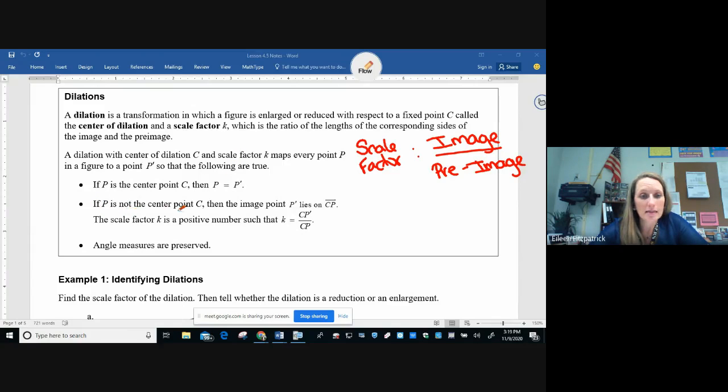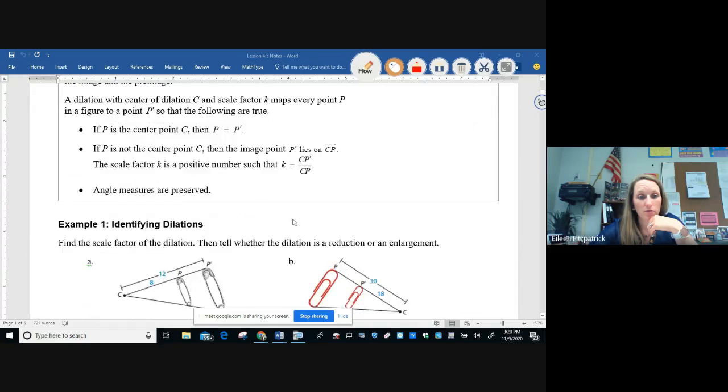If P is not the center point C, then the image P prime lies on ray CP. The scale factor K is a positive number such that CP prime over CP. That's actually what I explained over here. Your scale factor is going to equal one of the side lengths of your image over the corresponding side length of your pre-image, okay? And then the angle measures are preserved, so angles don't change, all right? So let's keep on moving along.